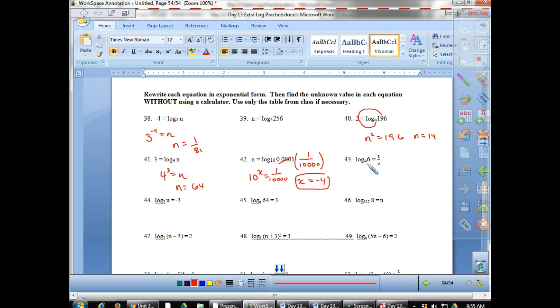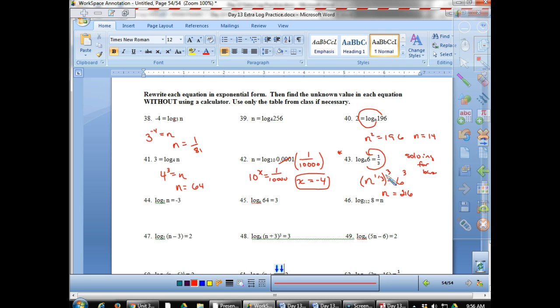Okay, n to the 1/3 is 6. So n to the 1/3 is equal to 6. Now I want to show you, and I did this in class, I want to make sure you remember, if I raise both sides to the 3rd power, these are going to cancel out. I'm going to get n to the 1st, and then 6 cubed, of course, is just going to be 216 from your table.